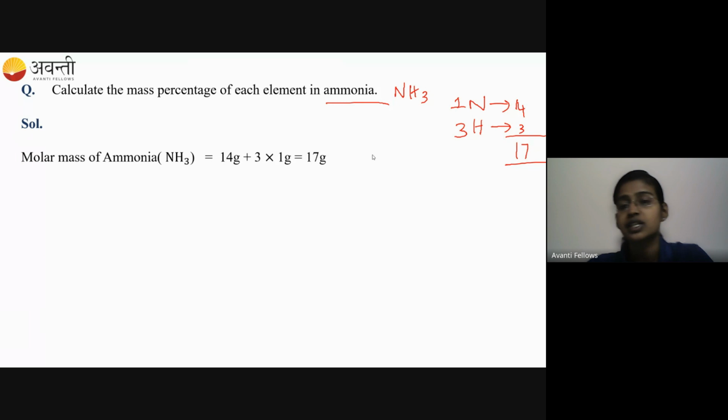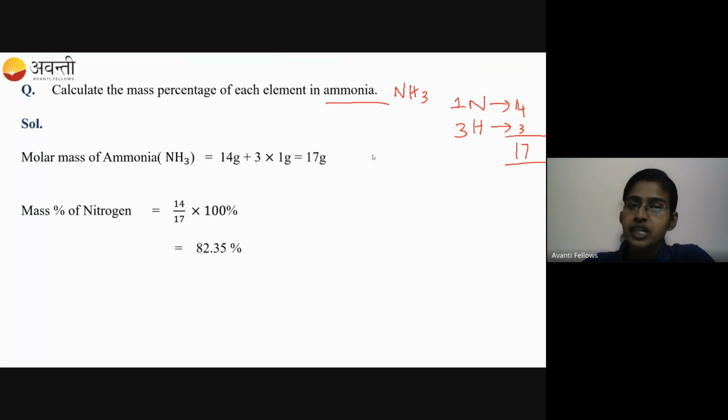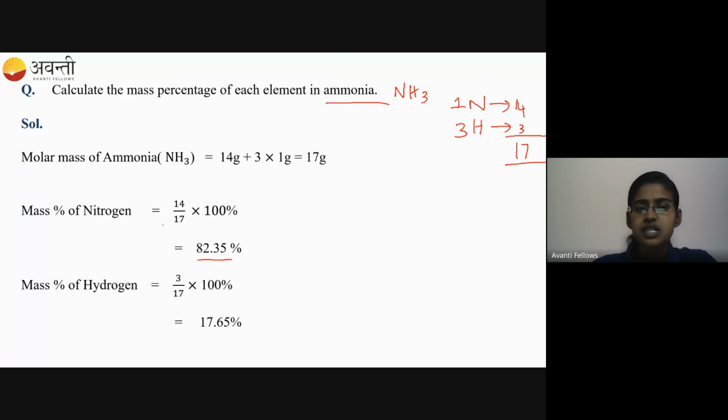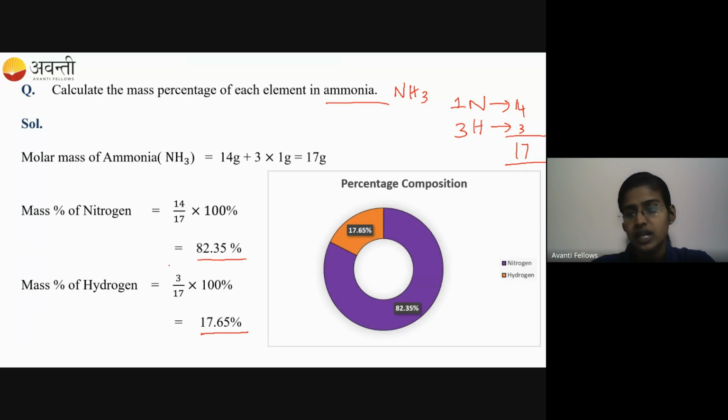Now I have to find out the mass percentage of nitrogen. The given mass of nitrogen is 14, divided by molar mass 17, into 100, giving 82.35. What is the mass percentage of hydrogen? 3 hydrogen I have, no? So it is 3 by 17 into 100, which is equal to 17.65. So nitrogen percentage is much higher than hydrogen percentage. If I compare the percentage composition of nitrogen and hydrogen using a pie chart, it will look like this, right? 82% is occupied by nitrogen and only 17% is hydrogen.